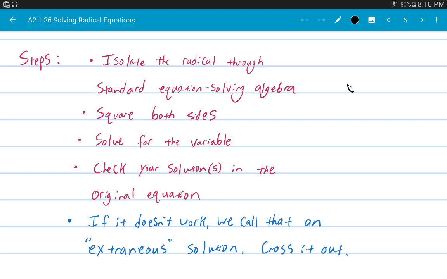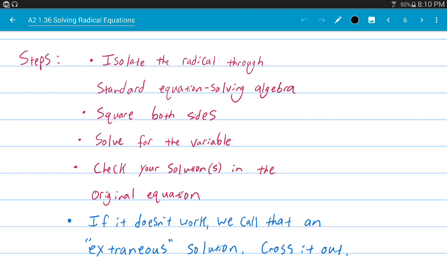So we get the radical, like this, by itself. Then we are going to square both sides to get rid of the square root. We'll solve for the variable, and then we'll check our solutions in the original equation. If it doesn't work, we'll call that an extraneous solution. That's this word, extraneous. And that means that it doesn't actually work. It's not actually a solution, so we'll cross that out.